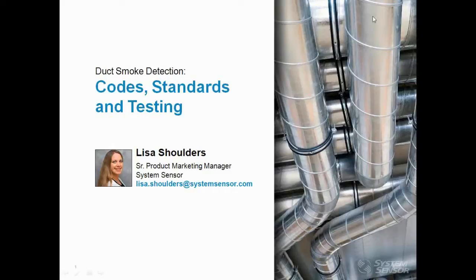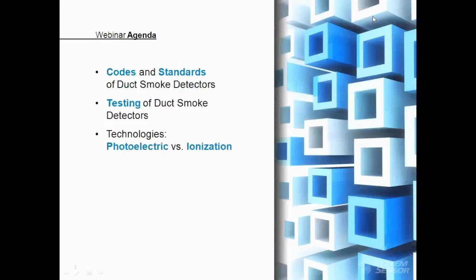Thank you for taking the time to sit in on this webinar. Today we are going to cover codes and standards and testing as they relate to duct smoke detection. The objective of this webinar is to cover the HVAC codes and standards for duct smoke detection. Then we will look at proper methods for testing duct smoke detectors. And then lastly, we will discuss the differences between photoelectric and ionization technologies for detecting smoke, specifically in duct applications, and what the preferred method is and why.